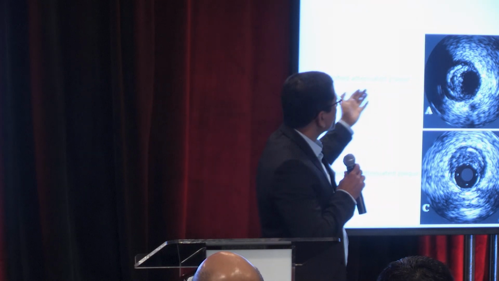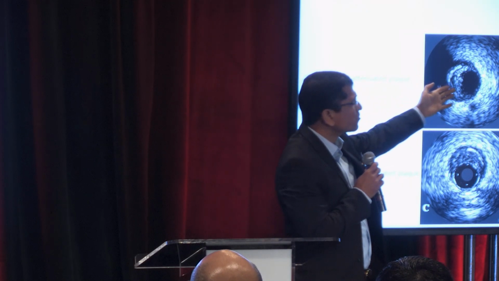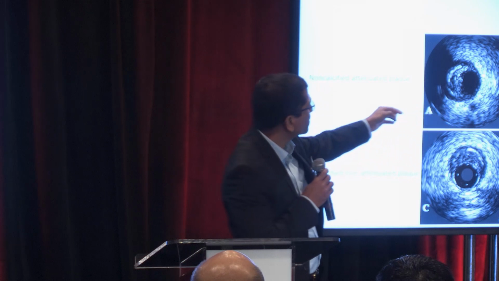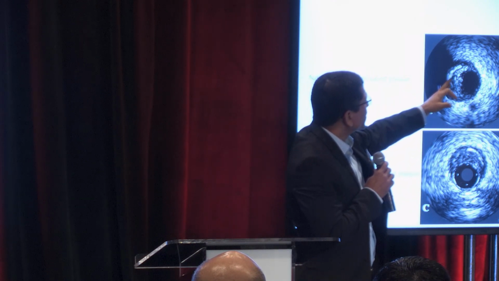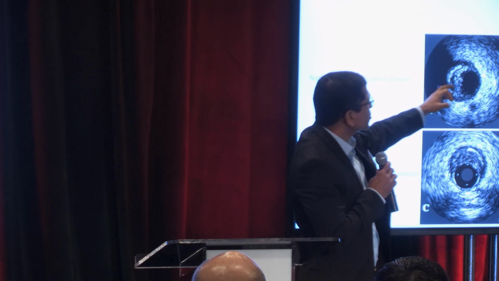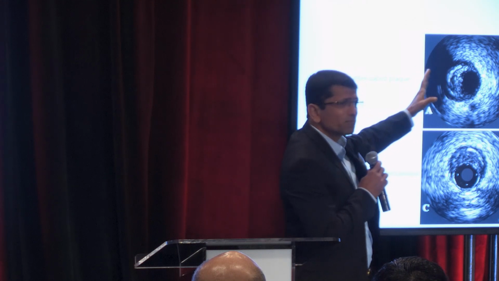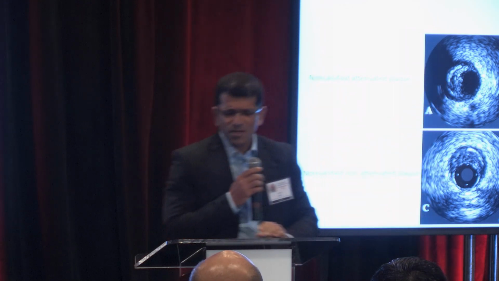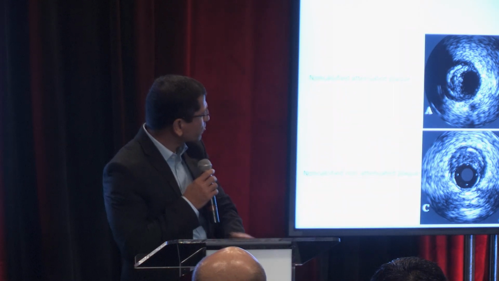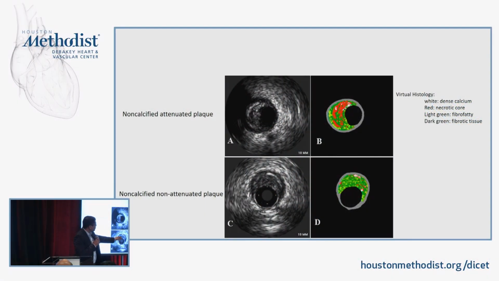This is called a non-calcified attenuated plaque. This is equivalent of a sort of vulnerable plaque with the necrotic core. And in this case, you have no calcification because there's nothing brighter than adventitia, but there is attenuation of the ultrasound waves. So this indirectly means there is a presence of necrotic core. So this is, on the other hand, a soft fibrofatty plaque, but there's no attenuation, so it's less necrotic core.